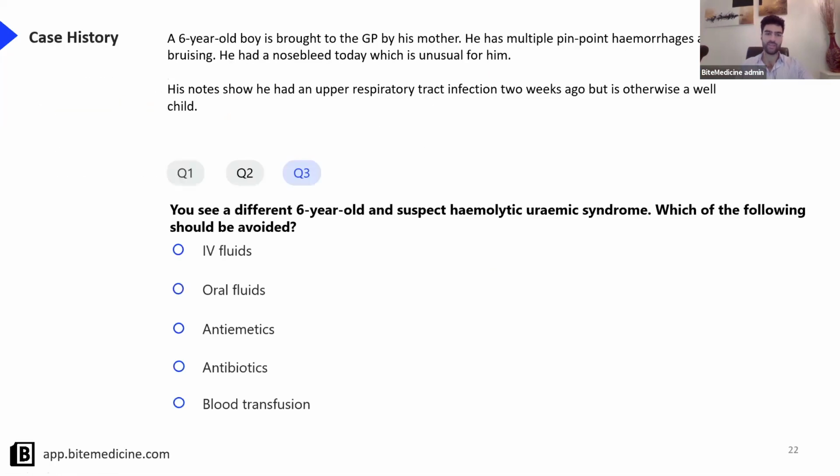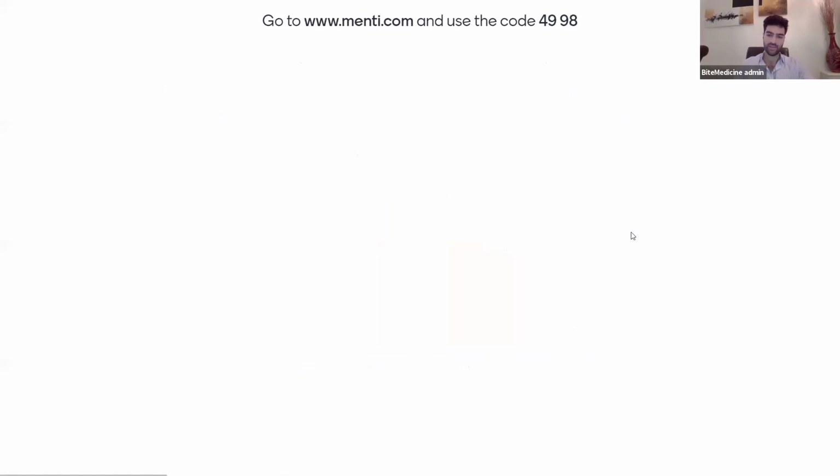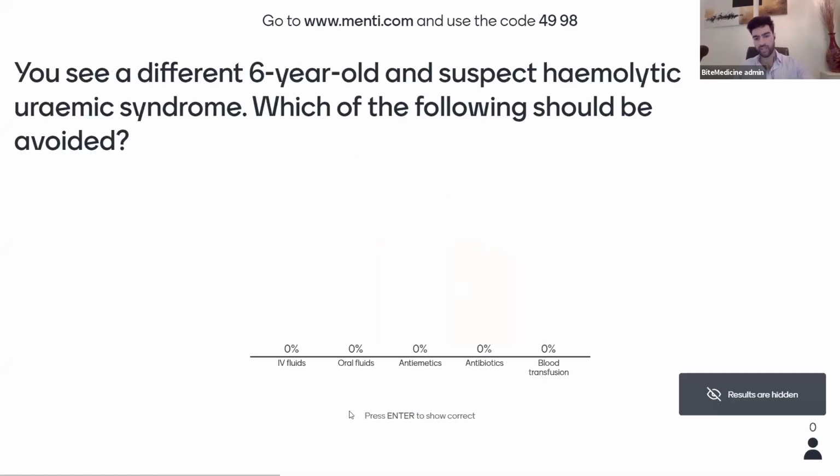Okay. So you see a different 6-year-old and you suspect hemolytic uremic syndrome. Which of the following should you avoid? So IV fluids, oral fluids, antiemetics, antibiotics, or blood transfusion.